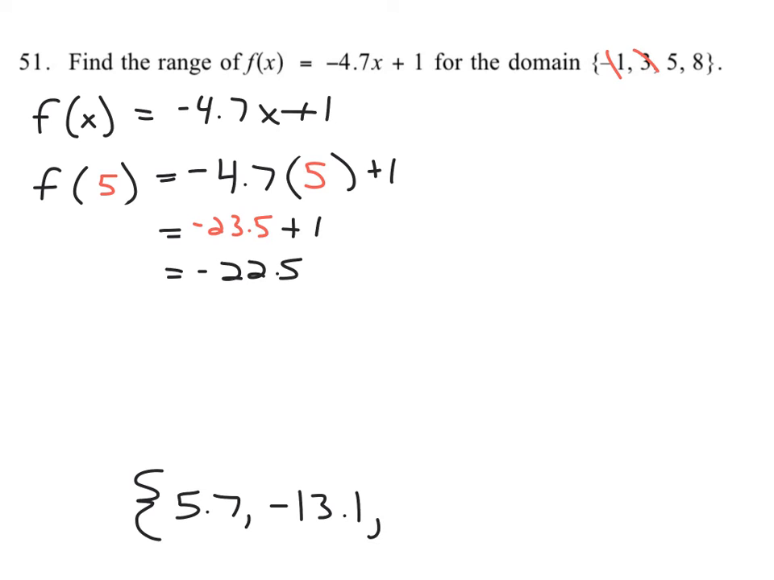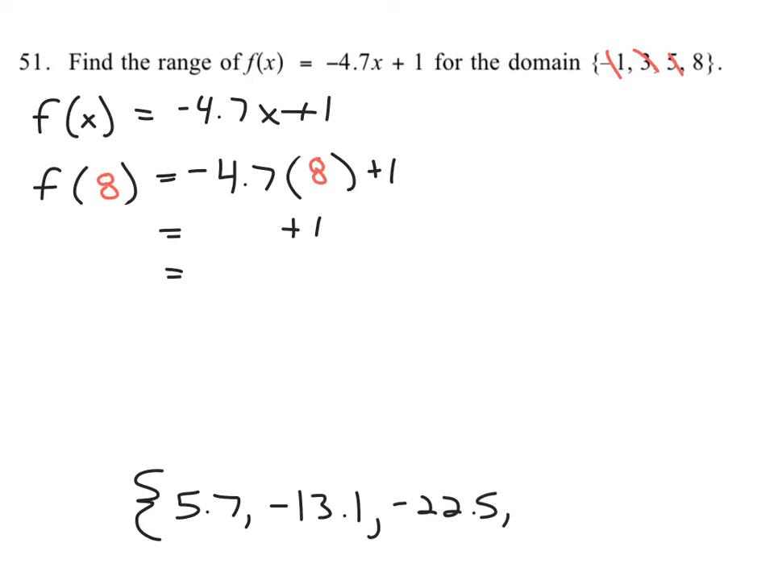We're way down, we go up by 1. Negative 22.5 is another one of our numbers out. I'm going to cross off 5 because we did that. And the last number that we've got to check is 8. So let's get this out of here and do it for 8. Plug in an 8.